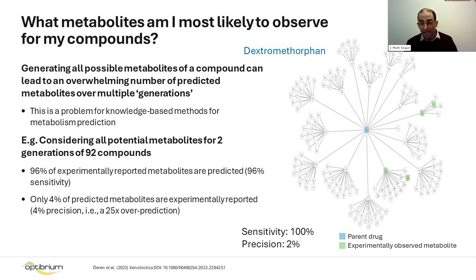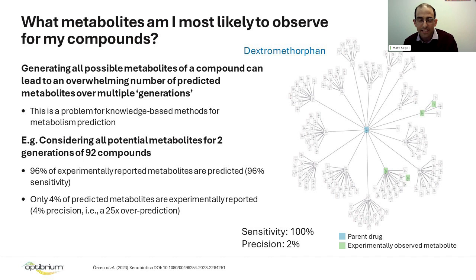In fact, it's even worse here for dextromethorphan on the right-hand side. Yes, the sensitivity is 100%. We find all of the experimentally observed metabolites, but the precision is actually 2%. We're generating 50 times more metabolites than are actually observed experimentally. So we can do better than that by using this sort of mechanistic approach to predicting the most likely metabolites, the most likely enzymes and isoforms.